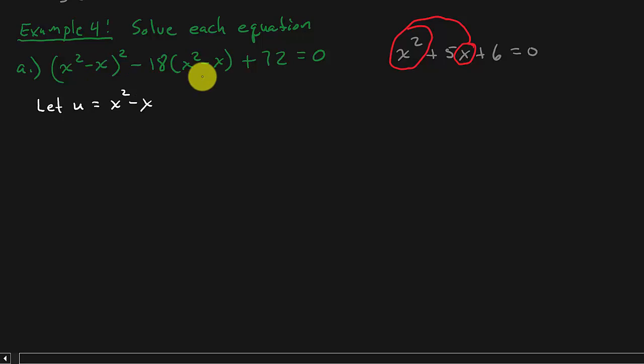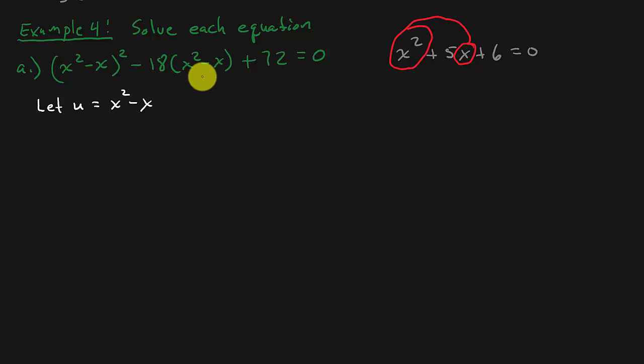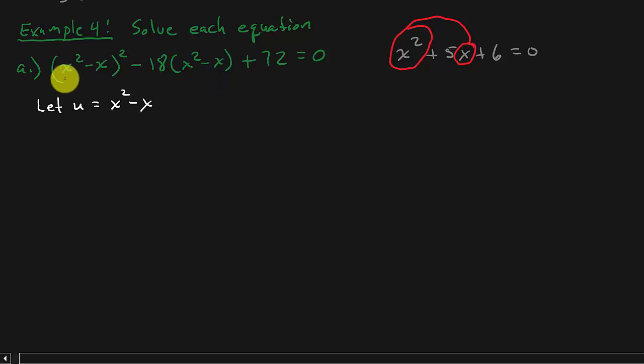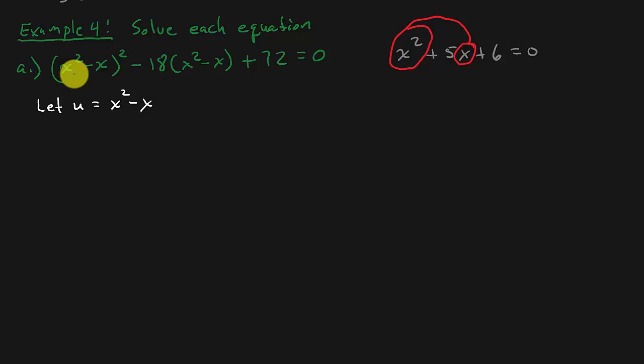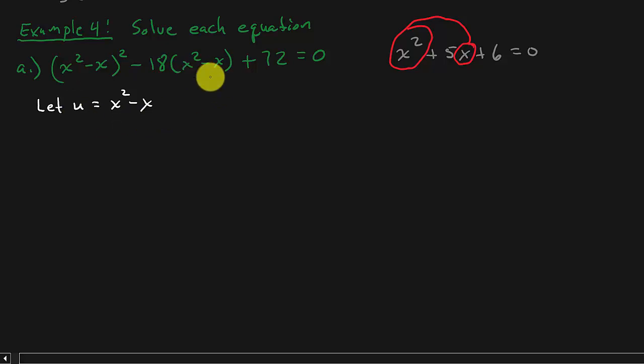Now you might be thinking, well, why U? Why did you use U? Well, I could have used anything. I could have used A. I could have used B or C. I mean, I don't want to use X because that's the variable of the original equation. But I can use any letter I want. It's just that typically when you're doing substitutions, a lot of times you use U. So I let U equal this middle term.